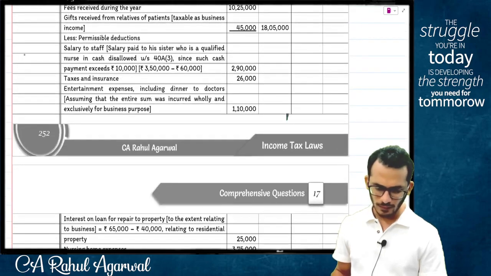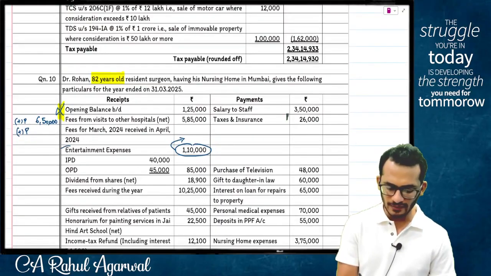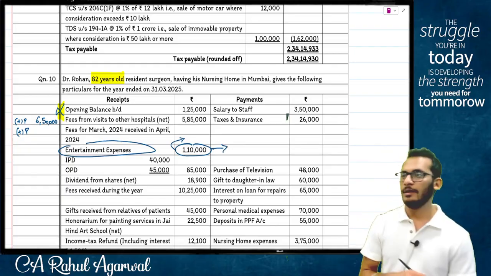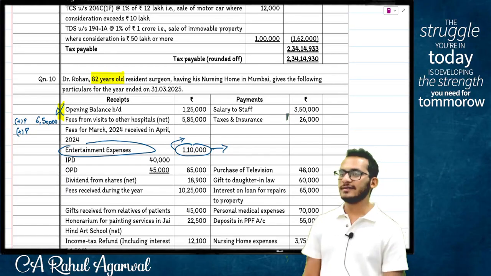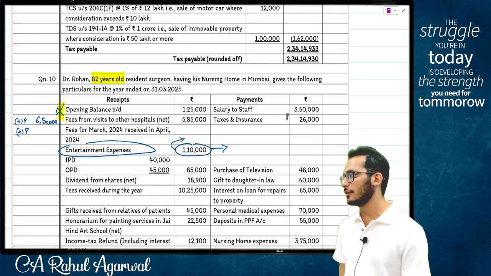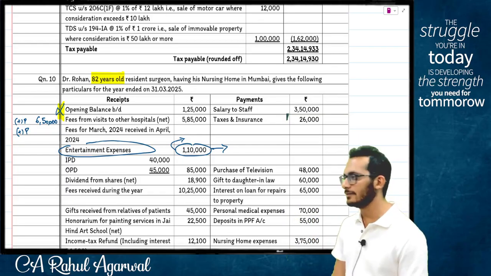It's claimed as a deduction. Okay, maybe my mistake. This number is on the right side. This is not part of the receipt statement; it's part of the expense payment statement. Maybe when I formatted it, it went wrong. I'll correct it in the next edition. But yes, 1,10,000 is to be moved to the right side. So I'm ignoring it right now.